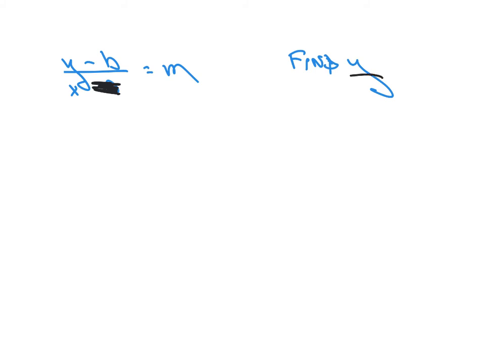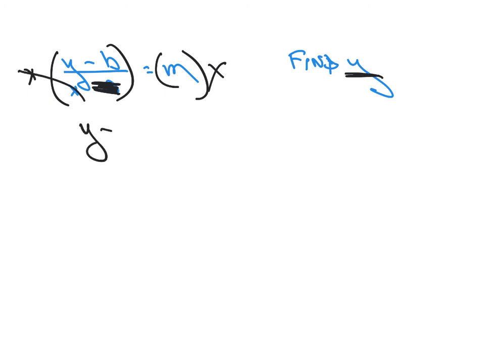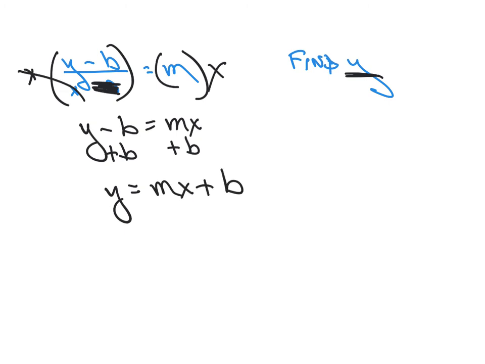Now again, we're trying to find y. We've got to keep on task of what we're trying to do. So when we have an x or anything in the denominator, we multiply both sides by that, and it will make those disappear. So we've got y minus b equals mx. And again, we're looking for y, so we're going to add b to both sides, and we get y equals mx plus b for an answer.